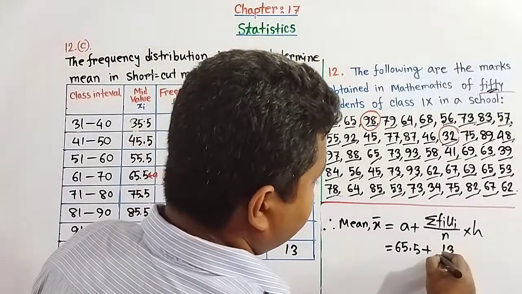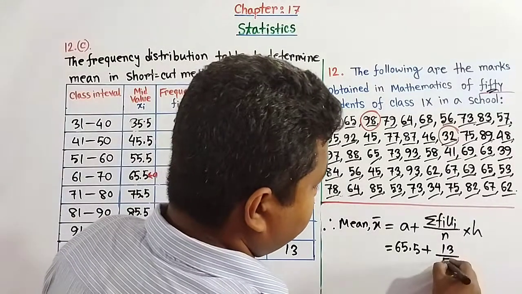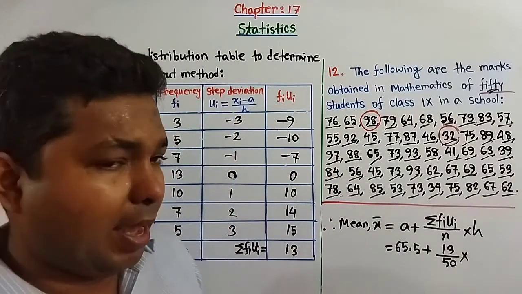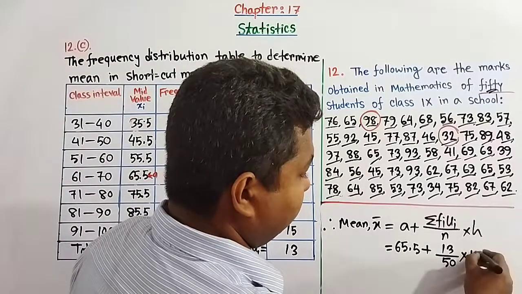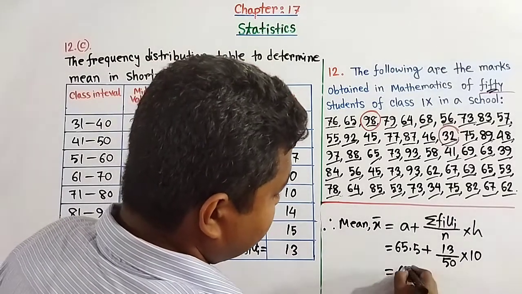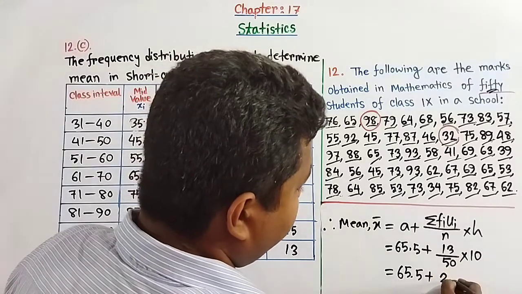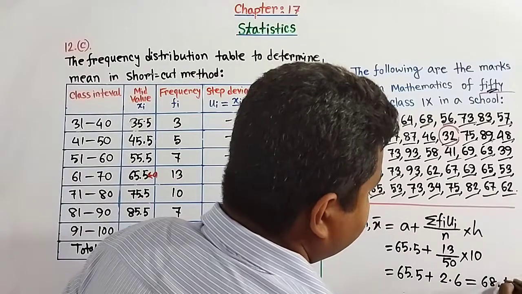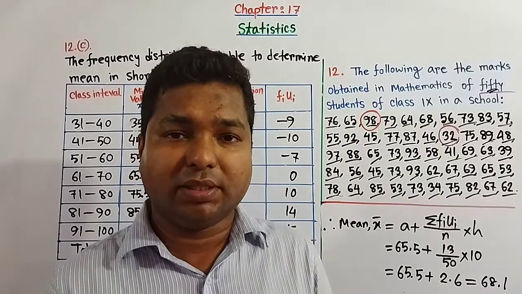So 13 divided by n, where the value of n is 50, into h. Here h is the class interval, and we take the class interval as 10. So h equals 10. Then by using a calculator we get 65.5 plus 2.6 equals 68.1, and this is our required answer. Hopefully you all understand this math.